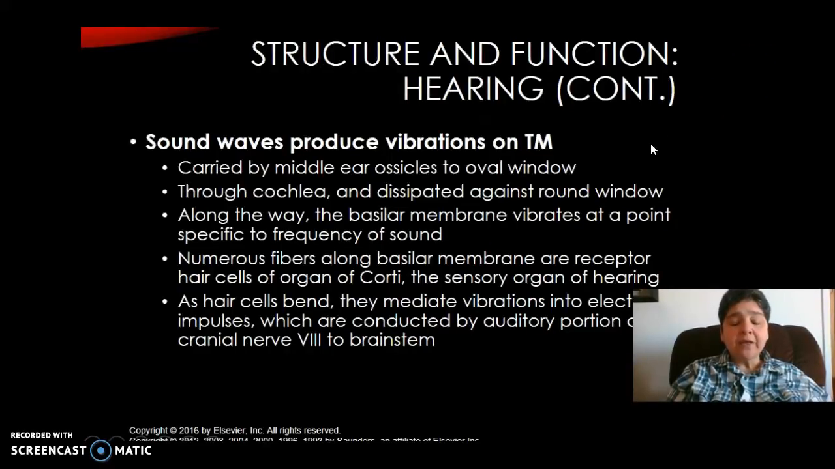So the hair cells on the organ of Corti bend and turn those vibrations into electric impulses, and then they travel through cranial nerve 8 to the brainstem, where then they go up to the cerebral cortex and are processed by your brain.